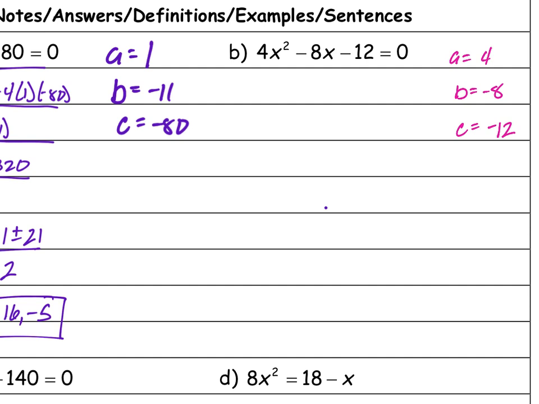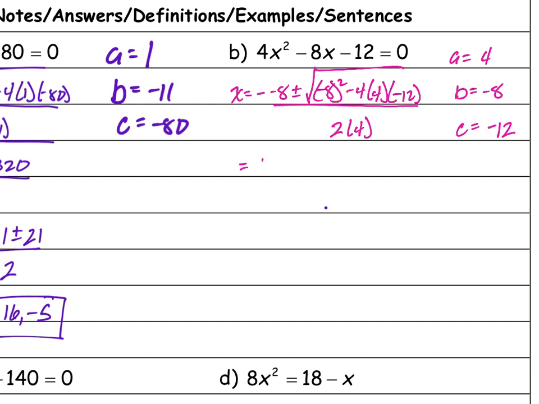And I've got, let's see, x is going to equal minus a negative 8 plus or minus the square root of negative 8 squared minus 4 times a, which is 4, times c, which is negative 12, all divided by 2 times a, which is 4. And then I'm going to start simplifying that down.